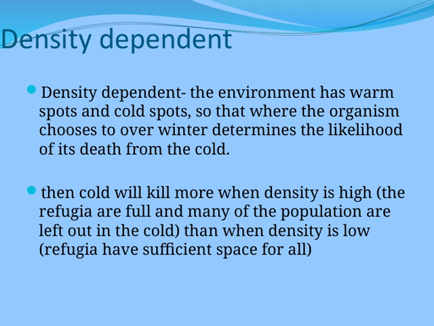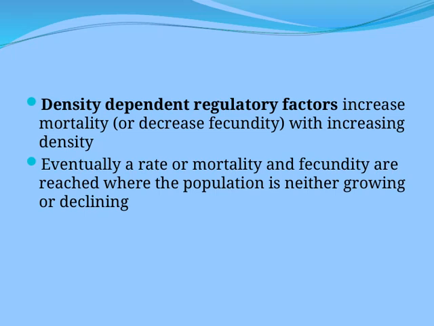This increases the likelihood that cold will cause more deaths among the population. Conversely, when the density is low, there's enough space in the refugia for everyone, reducing the impact of cold temperatures on survival. This concept highlights how population density and environmental heterogeneity work together to influence survival rates, which is a key part of understanding species dynamics and overall ecosystem health. It's a great example of how environmental factors and population pressures are interconnected, especially when considering how organisms adapt and survive through seasonal changes.